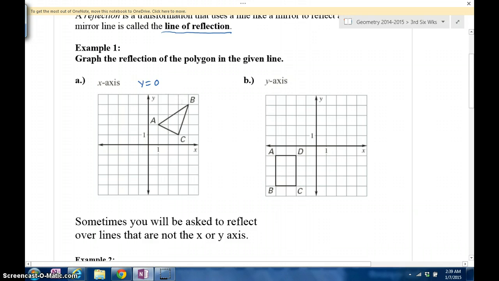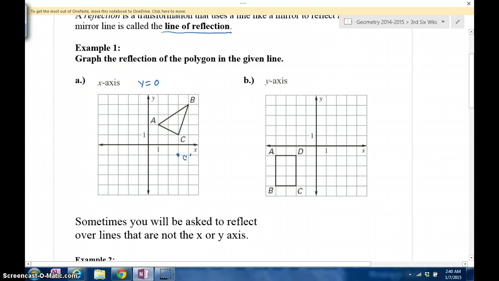Here's the x-axis, this is our line of reflection. A reflection is that the points are the same distance from this line of reflection, but in the opposite direction. So let's start with point C. C is 1 unit up from the line of reflection. So to be the same distance in the opposite direction, we'll go 1 unit down, and this will be our C prime.